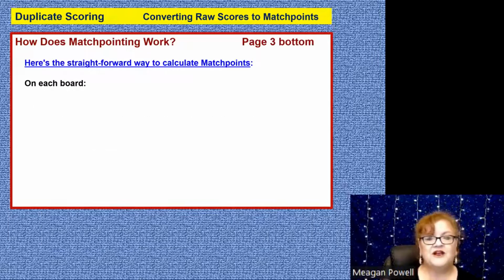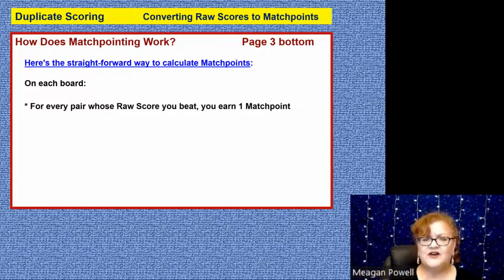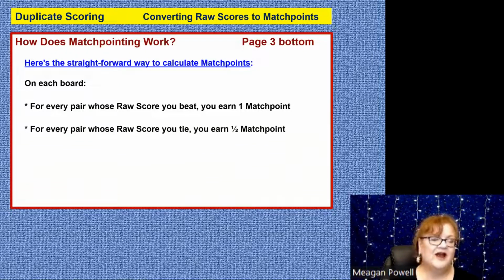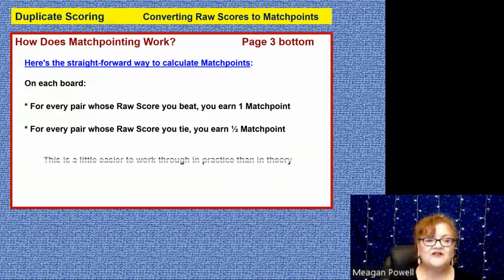On the bottom of page three, here's a slightly more straightforward way of looking at this. And I think it's easier in practice than it is in theory. When you compare your raw score against the other raw scores in your same direction only, so if you're north-south, you're comparing against other north-souths. If you're east-west, you're comparing against other east-wests. For every pair in your direction you beat in the raw score, you earn one match point. For every pair in your direction whose raw score you tie, you earn one half of a match point.